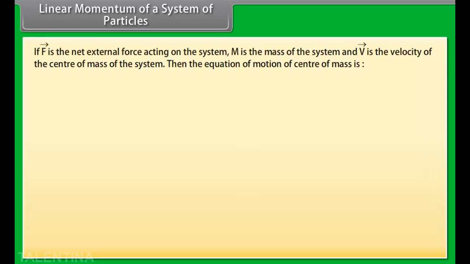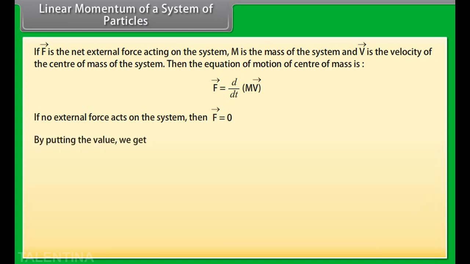Linear momentum of a system of particles. If F vector is the net external force acting on this system, m is the mass of the system, and v vector is the velocity of the center of mass of the system, then the equation of motion of the center of mass is F vector is equal to d by dt of the product of m and v vector. If no external force acts on this system, then the F vector will be equal to 0. By putting the value of F vector in the above equation, we get d by dt of the product of m and v vector is equal to 0. This equation can be written as m v vector is equal to constant.